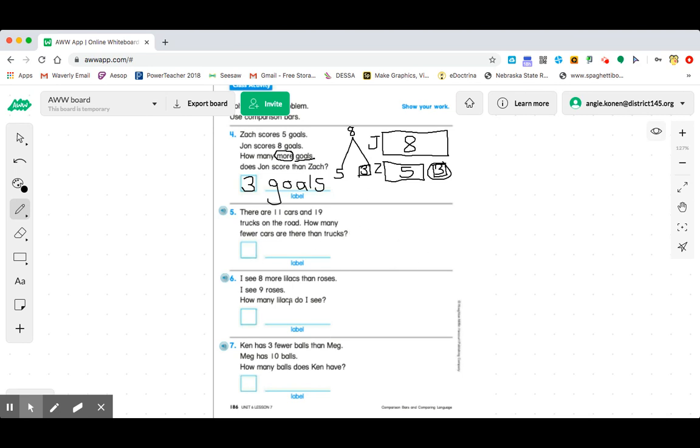Let's go ahead and do number 6. It says, I see 8 more lilacs than roses. I see 9 roses. How many lilacs do I see? So I'm going to go ahead and draw my math mountain. I'm going to draw my comparison bars.